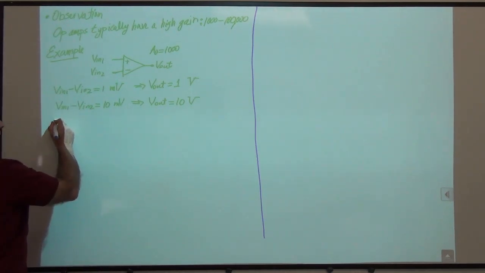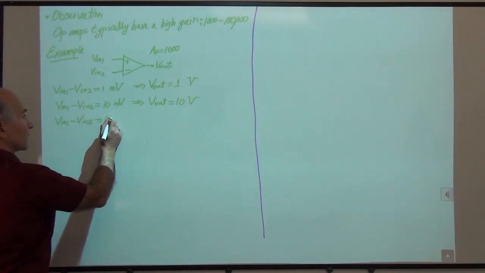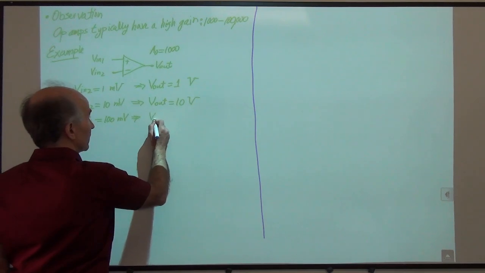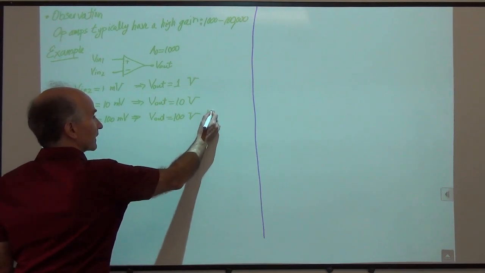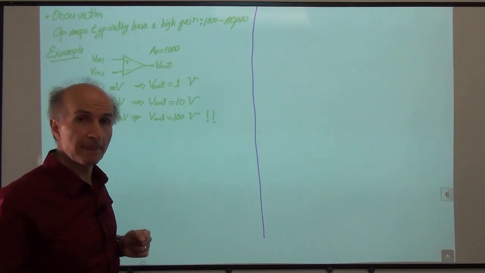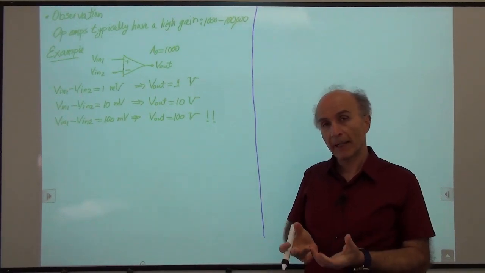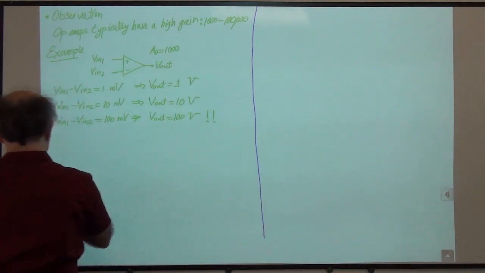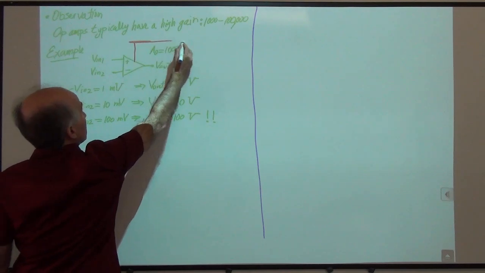But let's continue. How about if Vin1 minus Vin2 is 100 millivolts? Then Vout has to be 100 volts. So one can get electrocuted by touching the output of the op-amp. Is that possible? No, that's not possible. Why not? Well, the op-amp runs from a battery. So typically we draw the battery like this. It needs a power supply, right? It's an amplifier, it needs a power supply. So there's a power supply here.